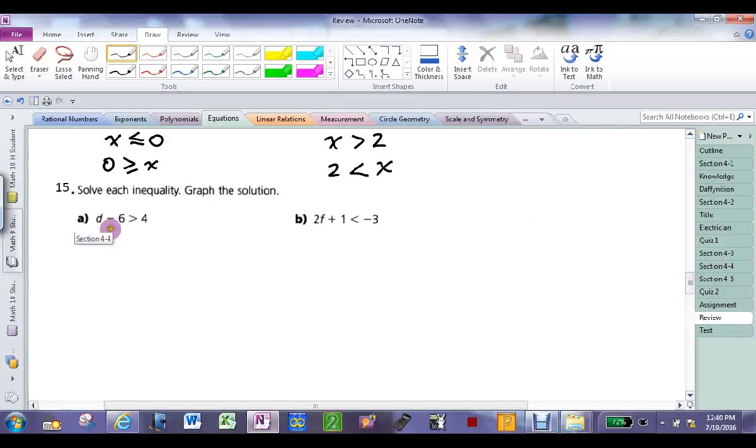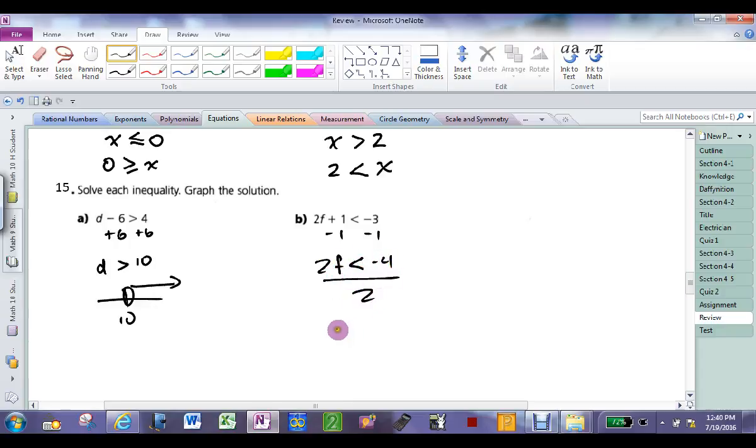Solve it and graph it. Plus 6, plus 6. D is greater than 10. 10, circle, graph, done. 2f plus 1, minus 1, minus 1. 2f is less than -4. Divide by positive 2, so the sign doesn't change. -2, circle, less. Questions? Gouda?